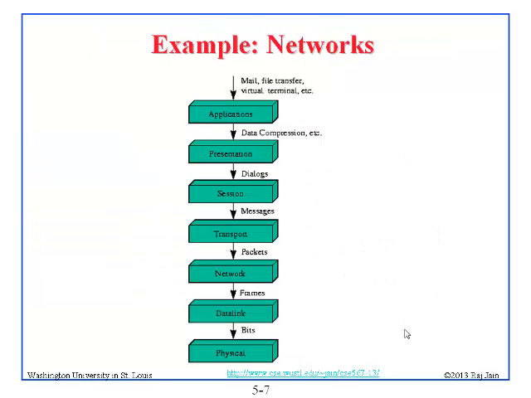All right. Another example: networks. Some of you have taken a networking course. So if you know, then networks have 7 layers: physical layer, data link layer, network layer, transport layer, session layer, presentation layer, application layer. The applications are like mail system or file transfer or something, and so on and so forth.